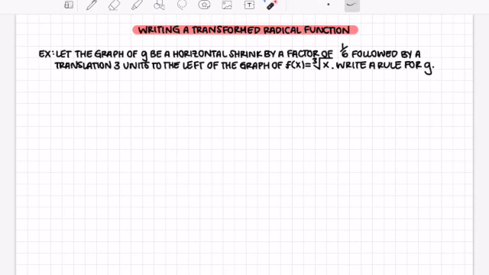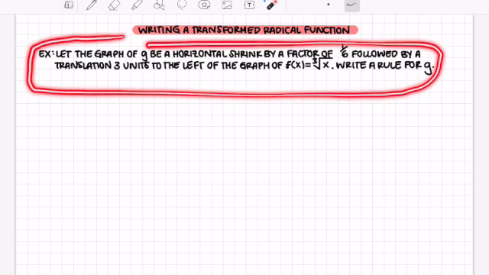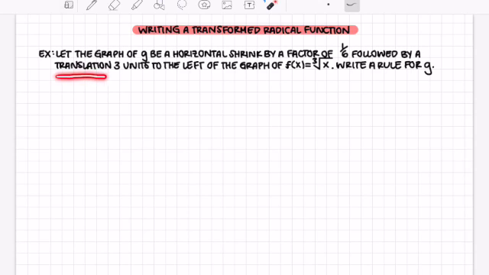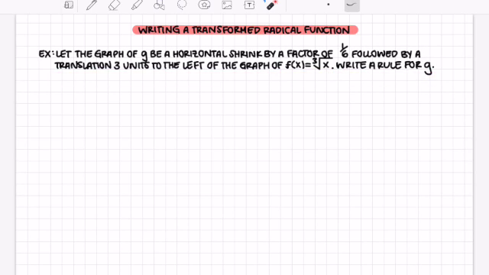So let the graph of g be a horizontal shrink by a factor of 1/6, followed by a translation 3 units to the left of the graph of f of x equals the cubic root of x. And we're supposed to write a rule for g. So again, you always want to start off with the first transformation that's told in the word problem. So let the graph be a horizontal shrink by a factor of 1/6. That's the first thing that we want to deal with.